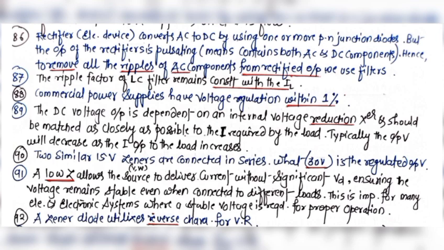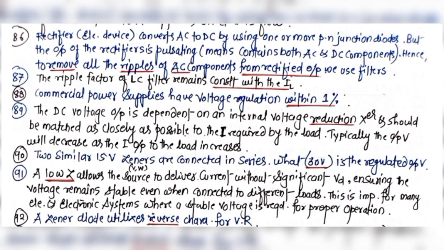A rectifier is an electric device that converts AC to DC by using one or more PN junction diodes, but the output of the rectifier is pulsating, meaning it contains both AC and DC components. Hence, to remove all the ripples of AC components from the rectified output, we use filters. The ripple factor of an LC filter remains constant with the load current.